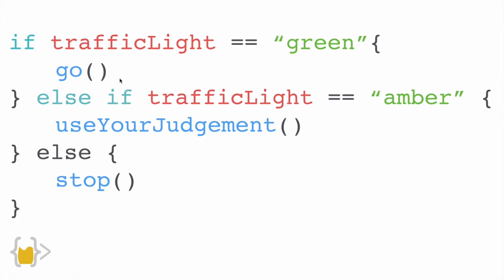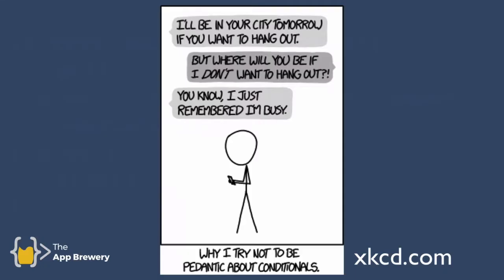definitely go. Else, if the traffic light is equal to amber, so we're tagging on another condition here, well then in that case, use your judgment. And then the final else is if all of those are not true, then we're going to stop. In programming, we call these conditional statements because we're performing different actions based on different conditions.